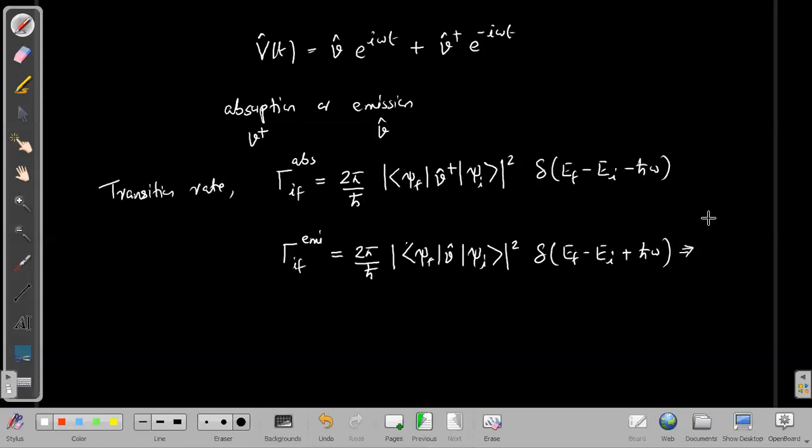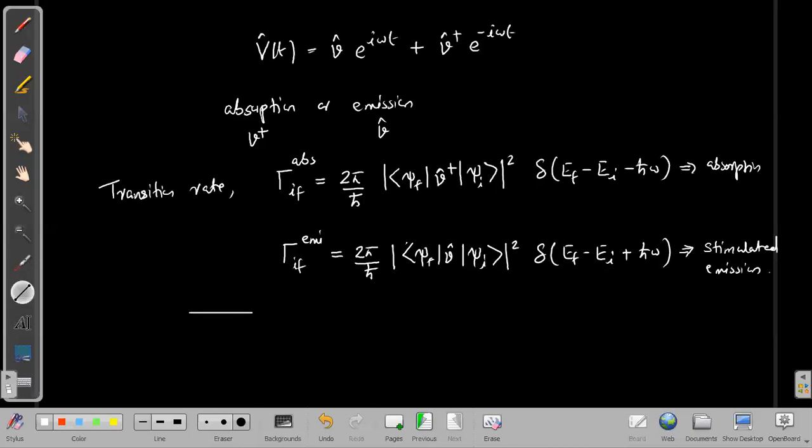So this kind of emission is called stimulated, and this is simply absorption. Okay, so this does not correspond to spontaneous emission, because we need to have a perturbation from outside. The external perturbation is required for this kind of emission. So this is actually the stimulated emission.